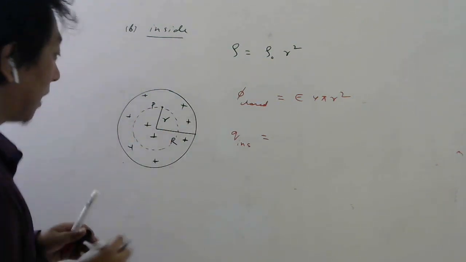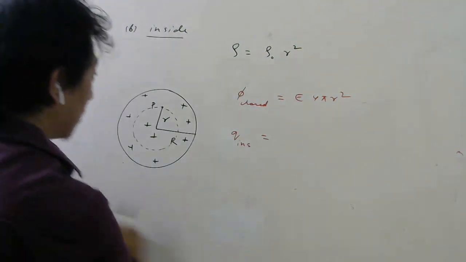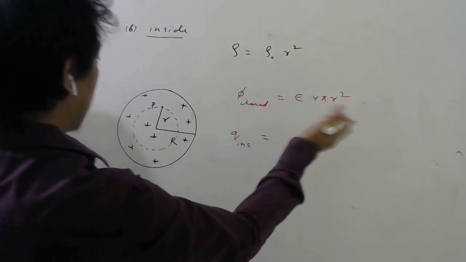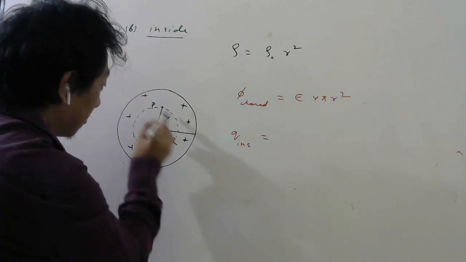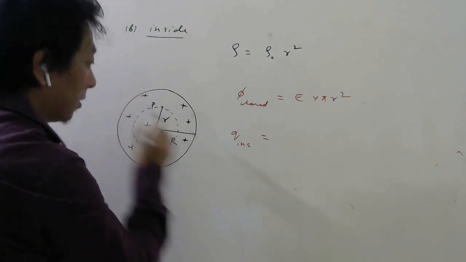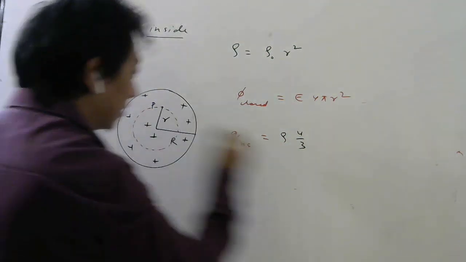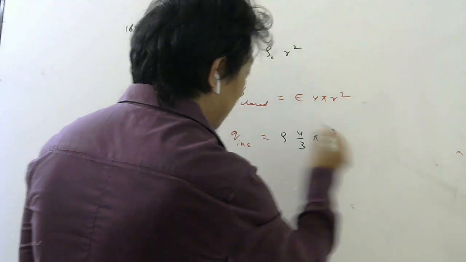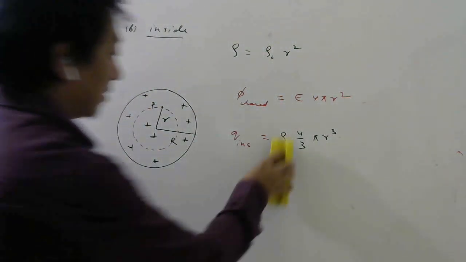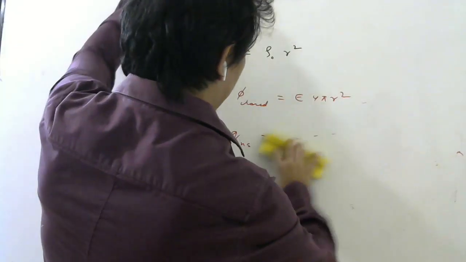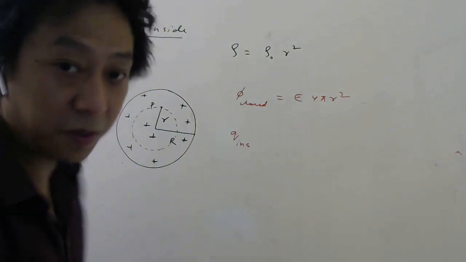Like this. But I don't want total charge. When your point was outside, that time this was your Gaussian surface, so charge inside was the total charge. Now I want only the charge in this much volume. Before, I wrote density into volume of this much only. No. Remember, because rho is not a constant, you cannot do it like this. Rho is not a constant, you cannot multiply directly. To understand this, you have to see the last part of the previous video.